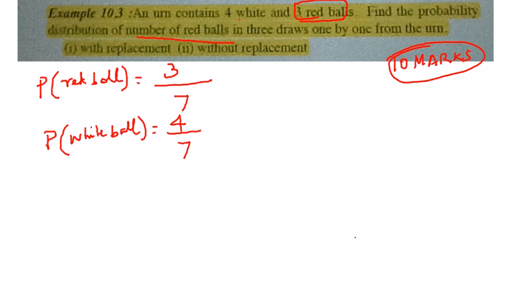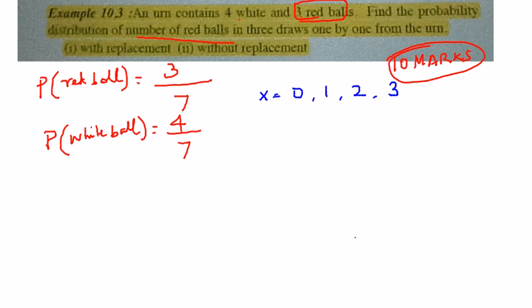Good. Now, if you're going to take a ball 3 times, what is the probability that it might be a red ball? The values of x can be 0, that is, you cannot get a red ball at all. Maybe you will get only a white ball. Or you could have got 1 red ball, or 2 red balls in the 3 draws, or all the 3 times you could have got a red ball.